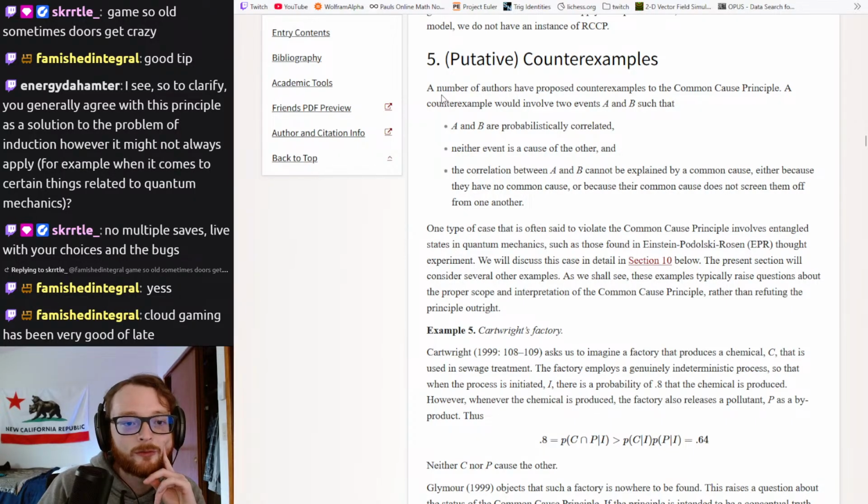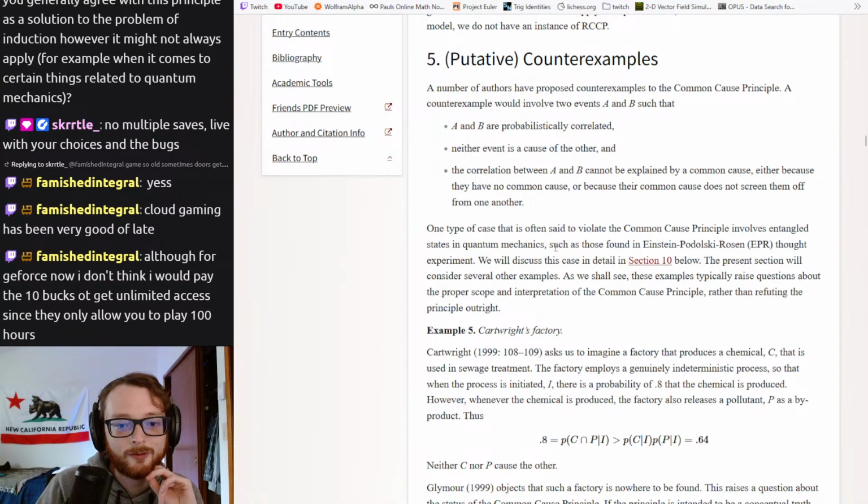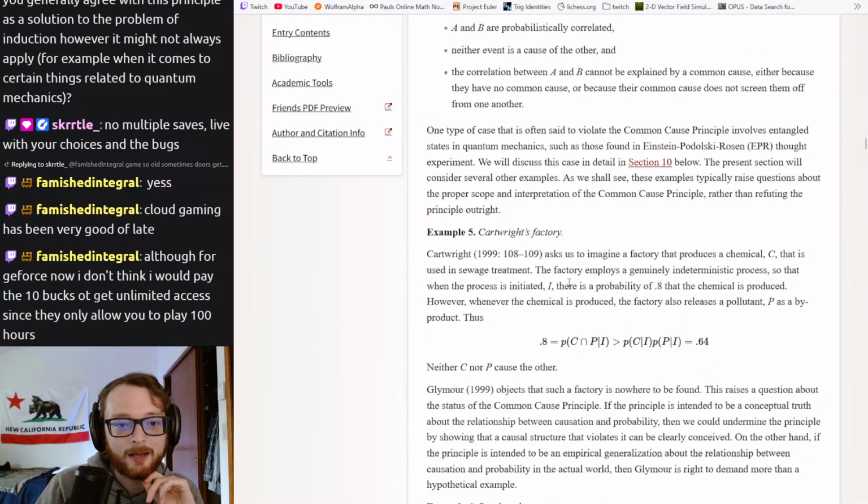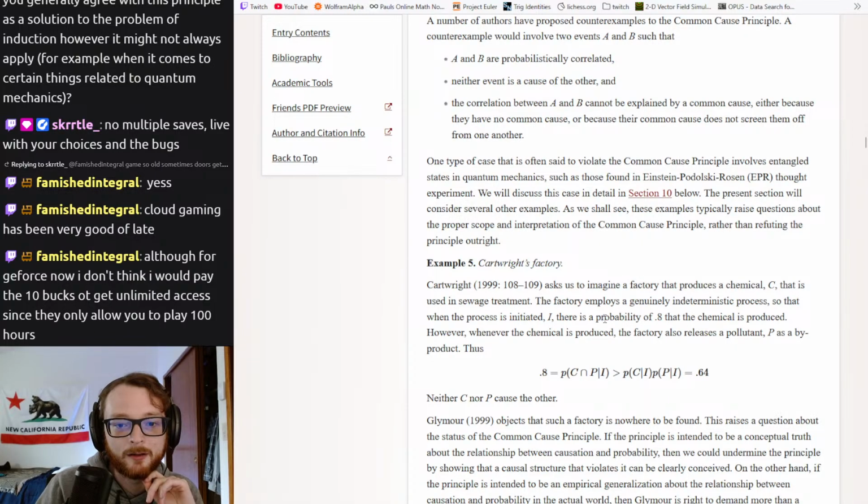I'm thinking of a really common thing in stats classes where they show you a graph of ice cream sales versus crime. And both of them increase in the summer. But that doesn't mean that one causes the other. Ice cream sales don't cause crime and crime doesn't cause ice cream sales. I feel like you shouldn't need to go to quantum mechanics to find a counterexample.